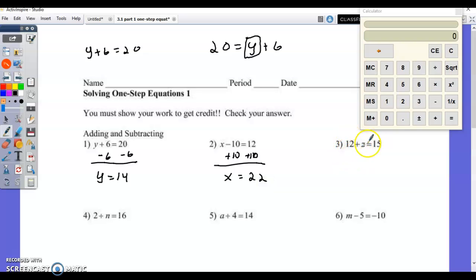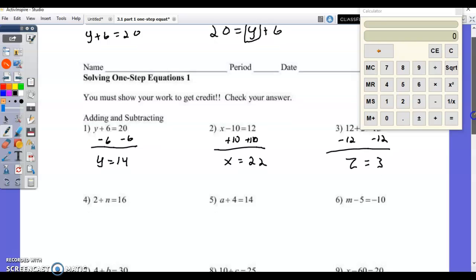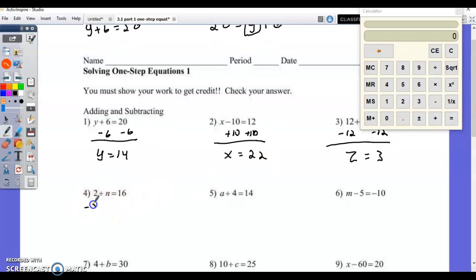Over here we have a positive 12, so we're going to subtract 12. So that gives us z on the left side, and 15 minus 12 would give us a positive 3. For number 4, we would subtract 2 from both sides to give us n by itself on that side. 16 minus 2 would be 14. Number 5, a plus 4, we're getting a by itself, so we're subtracting 4. Makes it go away because that equals 0, so a equals 10. 14 minus 4 is 10.